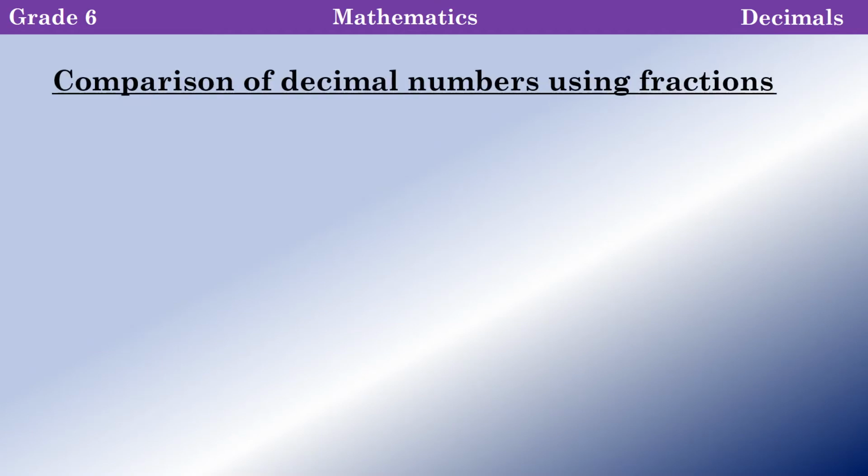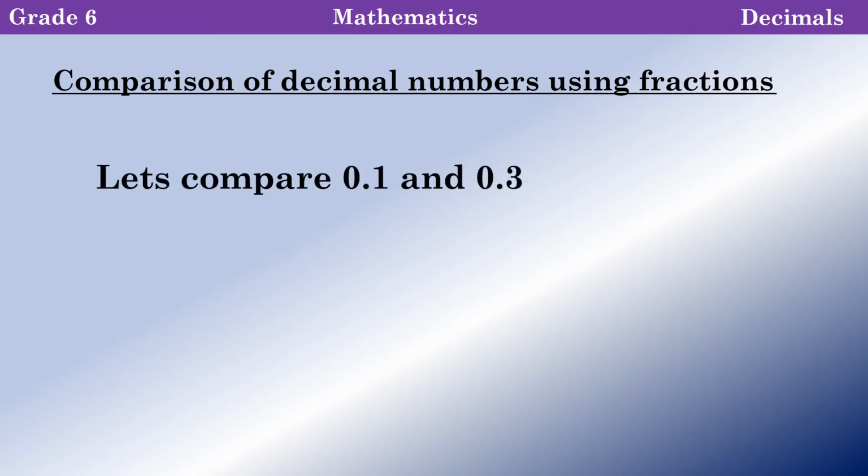Now let's learn how to compare decimal numbers using fractions. Let's compare 0.1 and 0.3. When you take those two numbers 0.1 and 0.3, we can write them as fractions in this way. 0.1 is 1 over 10 and 0.3 is 3 over 10.